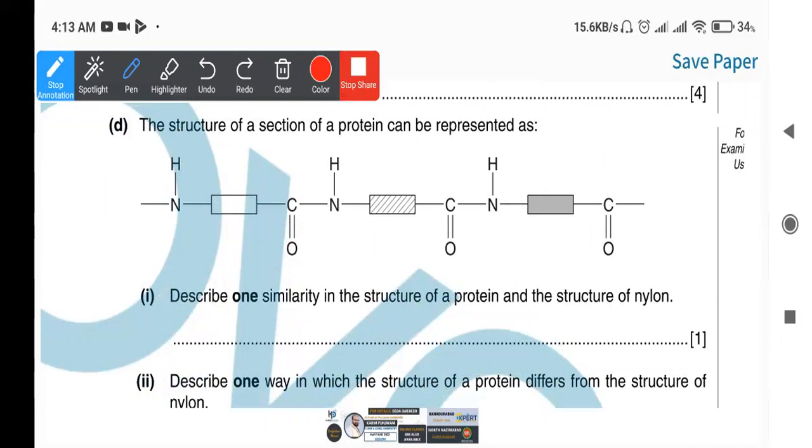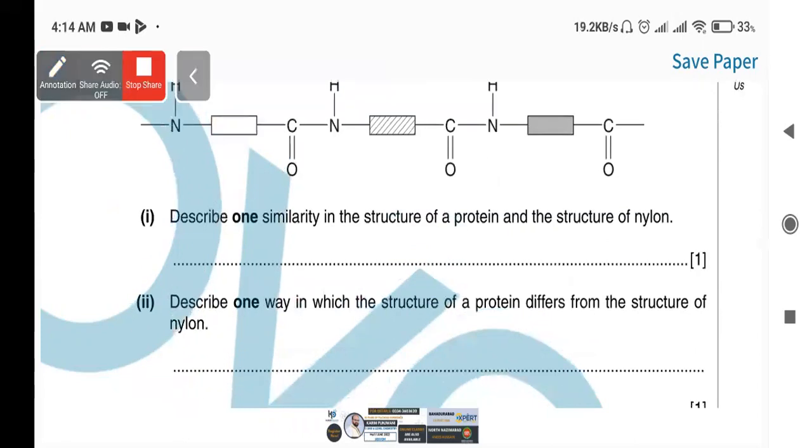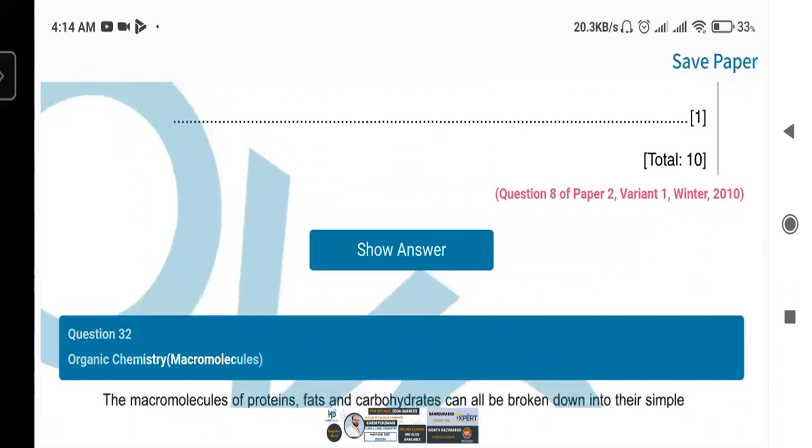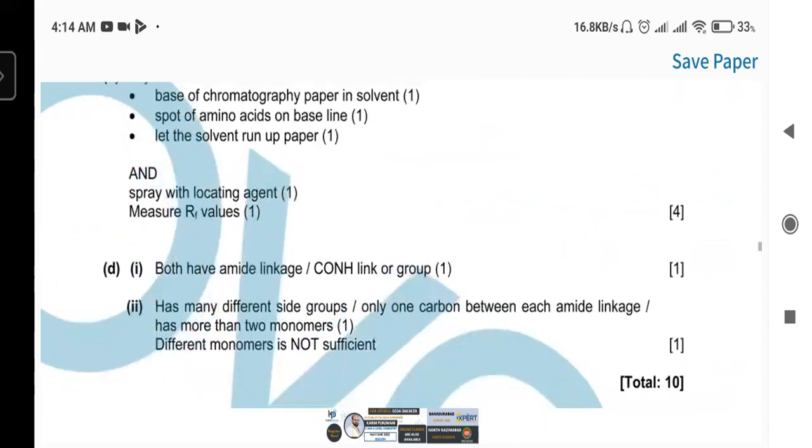Now this monomer: this is a protein, because the linkages are the same, like CN, CN, then CN, then CN. The same linkages are formed. So what is the similarity between nylon and protein? Both of them contain the amide linkage. And the difference is that the structure of protein differs from the structure of nylon. As I have already told you, the linkages are attached. Look at what they have said.